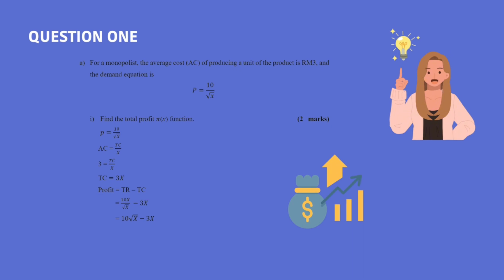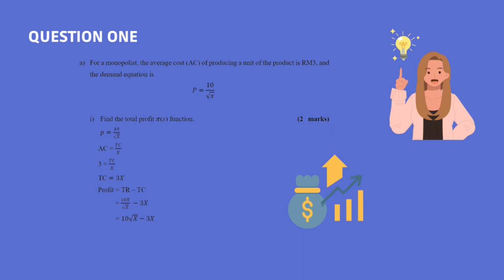3 equals TC over x. This equation implies that when the quantity produced is x, the total cost is 3x. In other words, the total cost is directly proportional to the quantity produced. TC equals 3x. This equation is a result of the previous one. It states that the total cost TC is equal to 3 times the quantity produced.